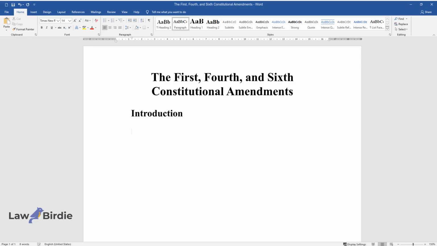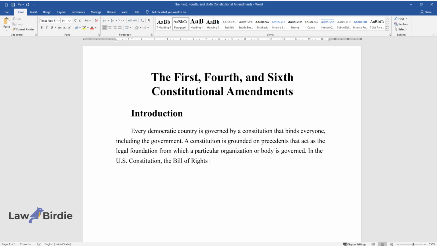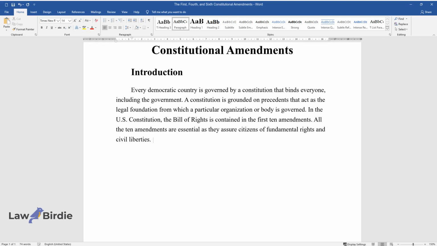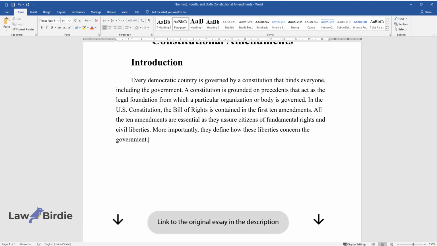Introduction. Every democratic country is governed by a constitution that binds everyone, including the government. A constitution is grounded on precedents that act as the legal foundation from which a particular organization or body is governed. In the U.S. Constitution, the Bill of Rights is contained in the first 10 amendments. All the 10 amendments are essential as they assure citizens of fundamental rights and civil liberties. More importantly, they define how these liberties concern the government.